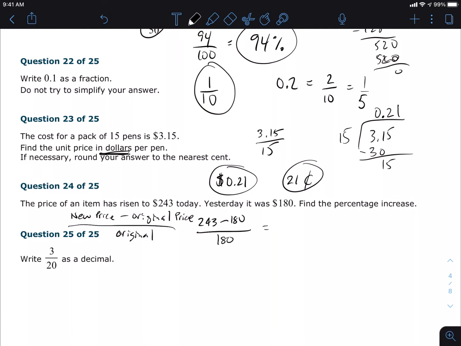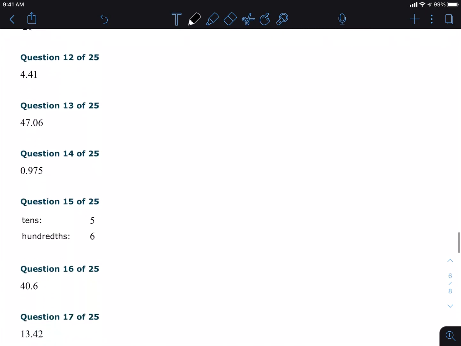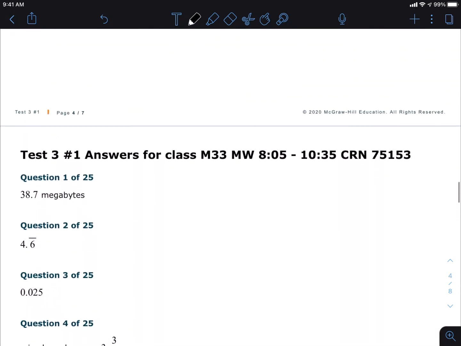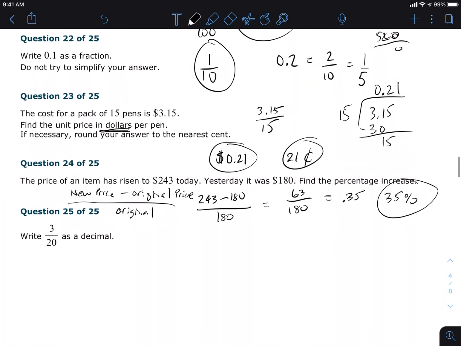So what is that? 63 over 180. That's going to be 0.35, or it's going to be a 35% increase. That's a big increase. We okay with that? Here, let's make sure I'm right. Sometimes I'm wrong, but not today. Okay. Any questions on that one? Does this formula help? Yes. Okay.